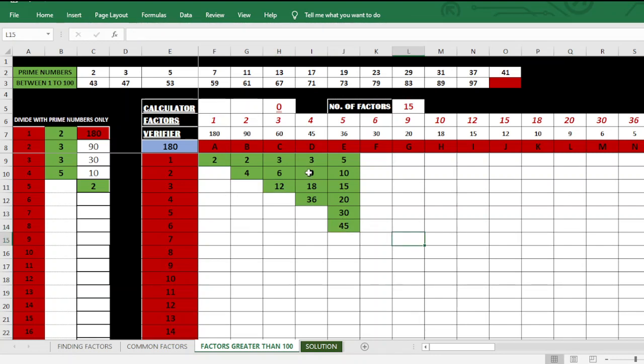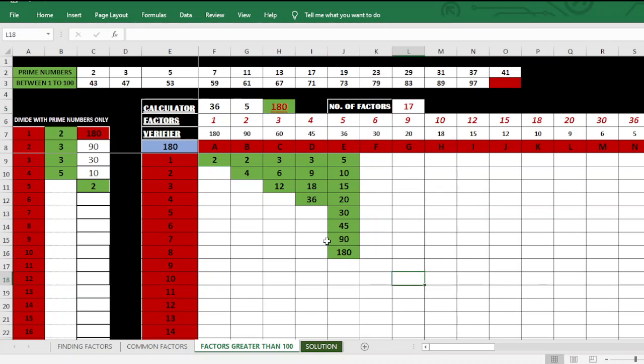Then we come to our next number, which is what? 9. So 5 9 here will give us what? 45. 18 times 5, what do we get? We get 90, right? And then 36 times 5, what do we get? We get 180.